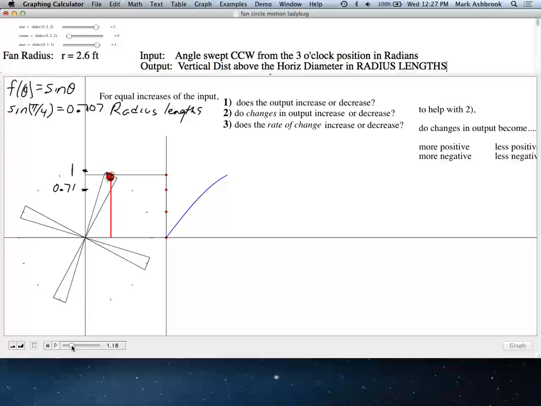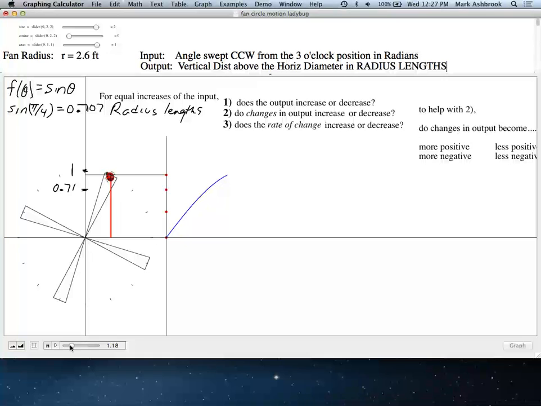Jimmy, what would you say? What would you guess for this angle right here, which is 3 pi over 8? 0.95. Does that make sense? It's like 95% of the way up to the top of the circle for one full radius. So yeah, that red bar there is showing about 0.95 radius lengths. Okay?